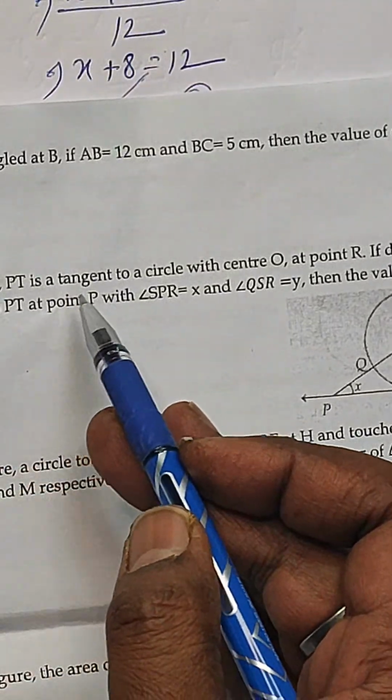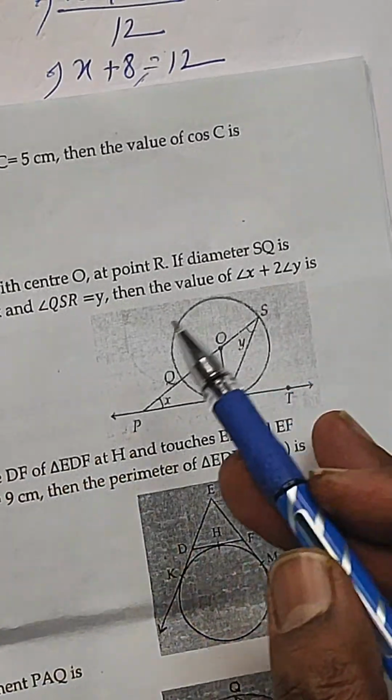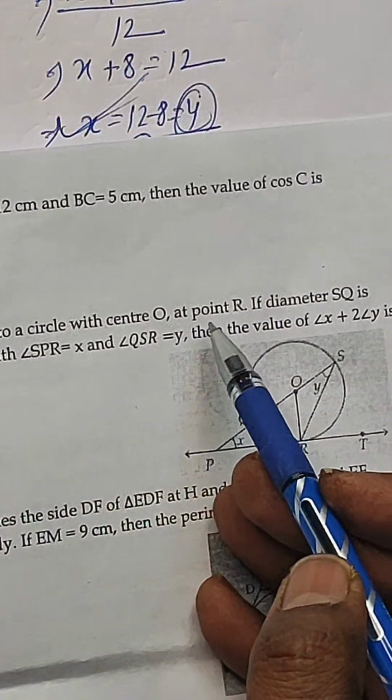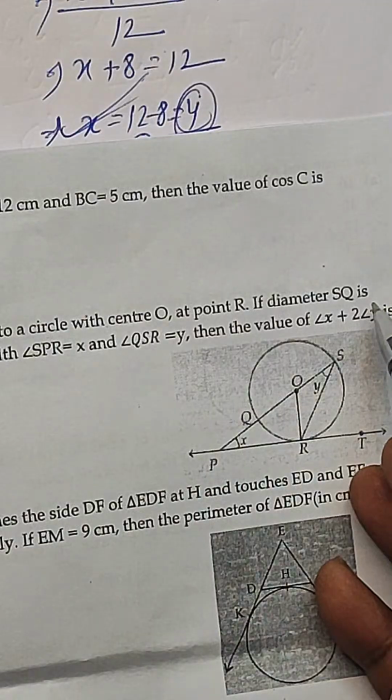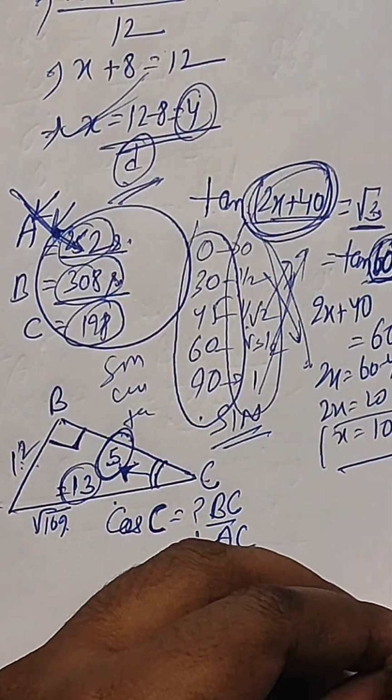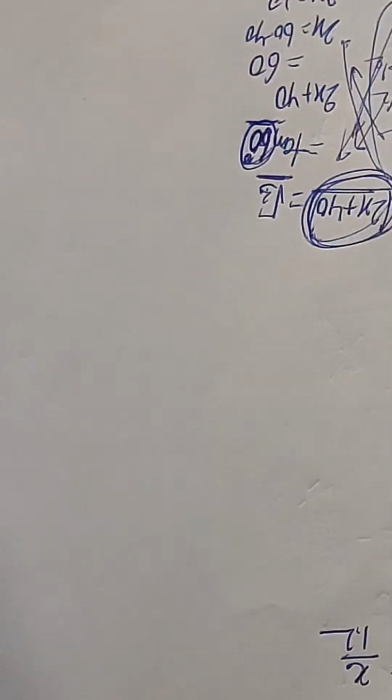In the given figure, PT is a tangent to the circle. So this is a question to you. PT is a tangent, right? With center O at point R, if diameter SQ is produced. So let me just draw this figure once quickly. I will not take that much time, my dear friends.